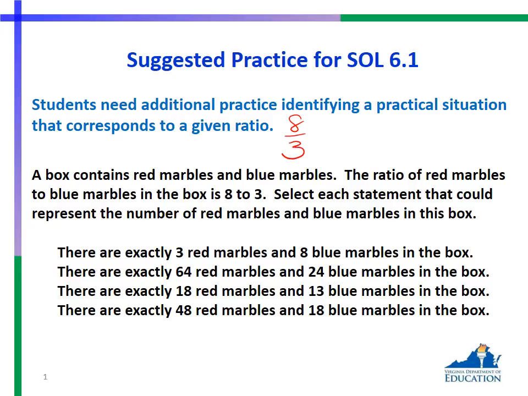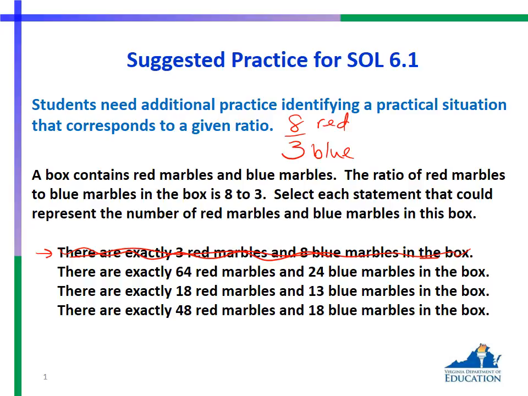And so let's go and take a look at these statements here. Let's figure out which ones are false and which ones are true. So the first statement here says there are exactly 3 red marbles and 8 blue marbles in the box. So the ratio of red, so red is in the numerator and blue is in the denominator. So we can say that statement's already false because we already know there's only 8 red marbles and 3 blue marbles.